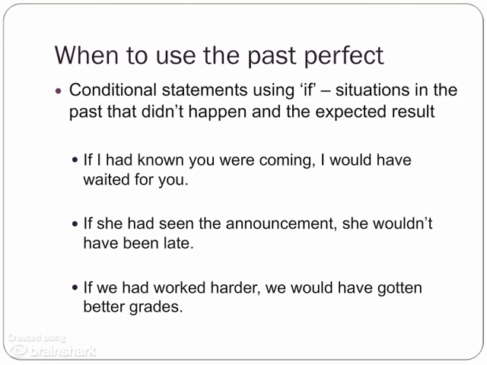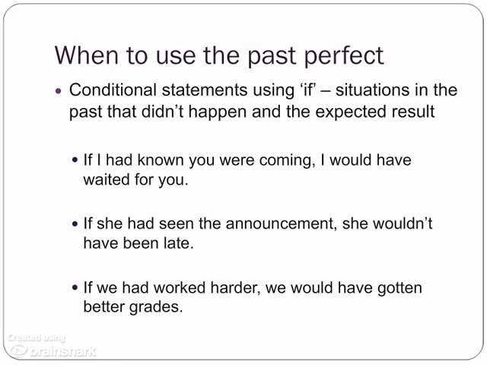Finally, the last way that we can use the past perfect tense is with conditional statements using if. These conditional statements are situations in the past that did not happen and the expected result from that non-event. I have three different examples here, all of them basically the same. If I had known you were coming, I would have waited for you. This means I didn't wait for you because I didn't know you were coming.